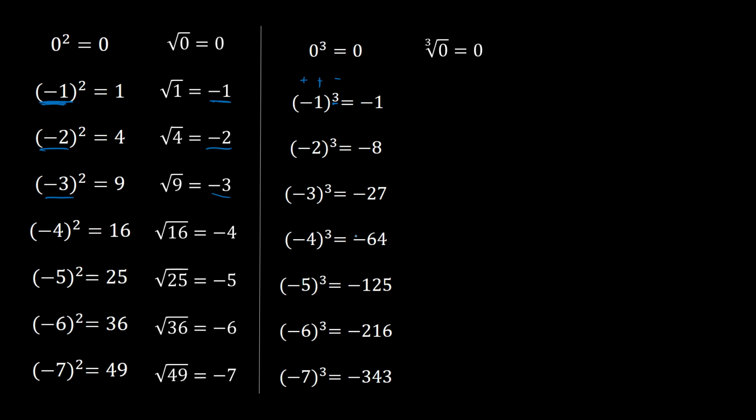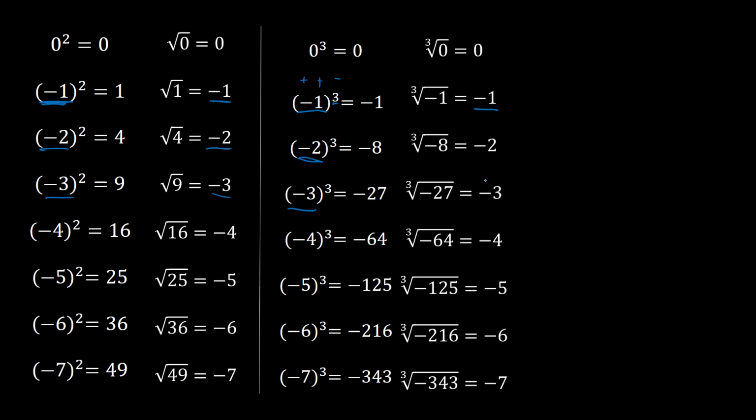And then as far as the root, if we take the cube root of negative 1, we're asking what cubed gives you negative 1. Well, we see over here, negative 1 cubed gives you negative 1, so my solution is a negative 1. The cube root of negative 8 would be negative 2. The cube root of negative 27 is negative 3, and you can keep going for each of these, and we see our solution will be -4, -5, -6, and -7, respectively.